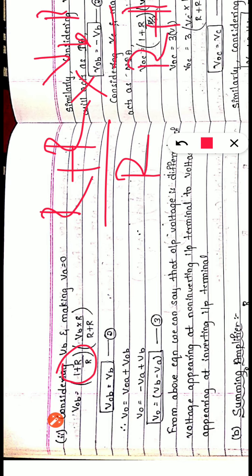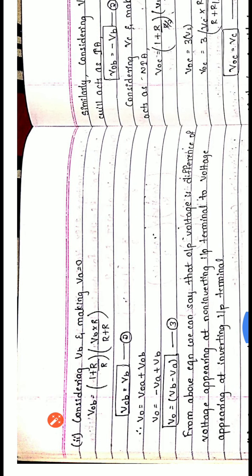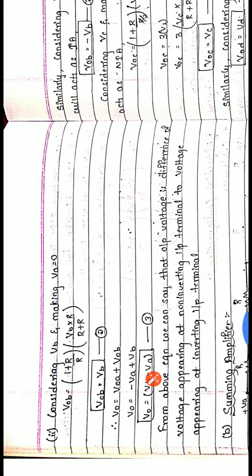So like this the expression becomes. These two will get cancelled. Okay, so now VB will be on the left. So based on that, here it is written as VOB equals VB. Okay, so now the addition of these two becomes the total output voltage.